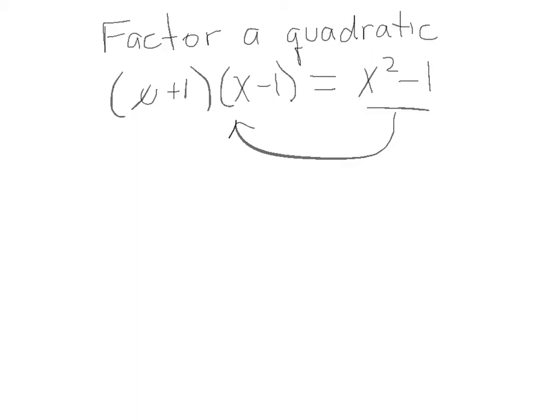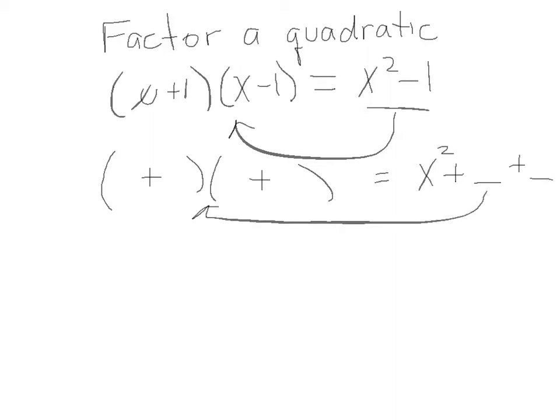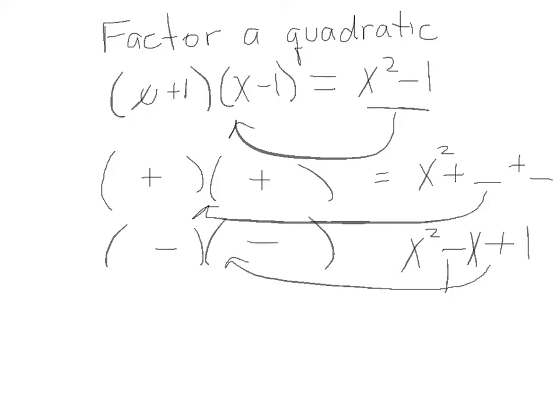Okay, first let's talk about signs. Inside the two factors, if both of the signs are positive, then all the signs inside here will be positive. So if you see this, you need to put 2 plus signs. If you start with a negative and a positive here, then both of the signs inside the parentheses will both be negative.